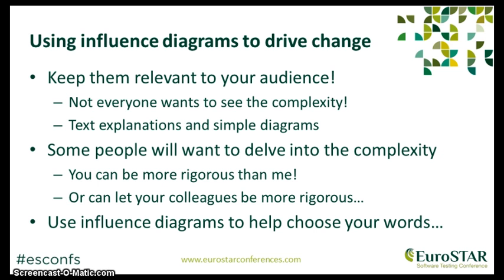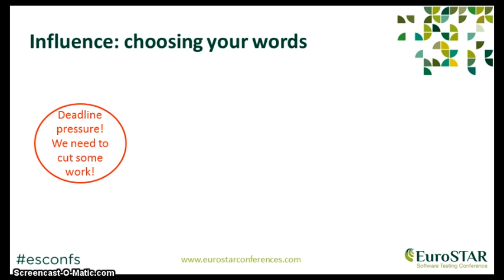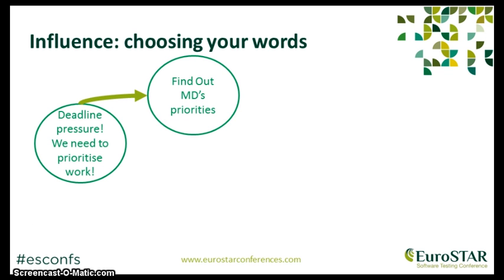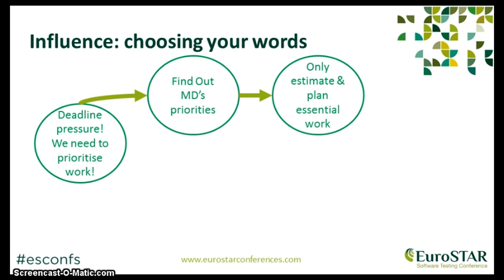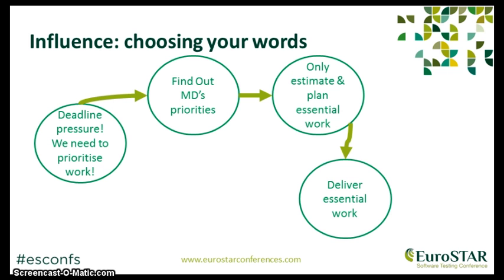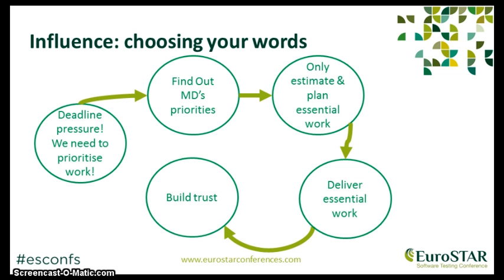And finally on this, the wording you put in the nodes helps influence the improvement. So for example, earlier we had deadline pressure, we need to cut some work. Well, let's change that to we need to prioritise work, and let's find out what the priorities are for the management team and the managing director. And then let's estimate and plan just for some essential work for the next couple of weeks. And then let's actually deliver that work and build some trust, which means that next time we ask, we'll get a better idea of what the real priorities are.